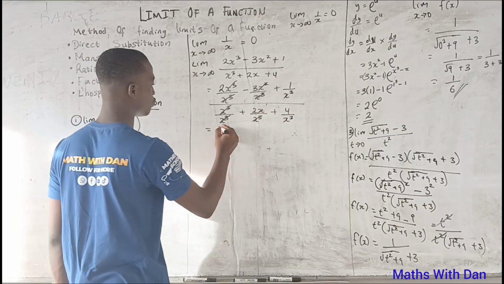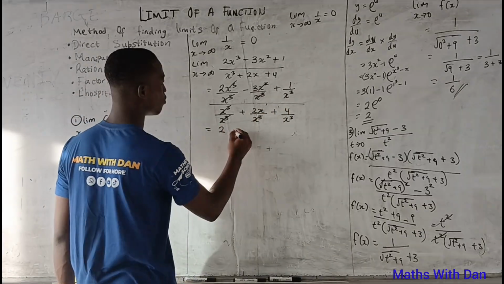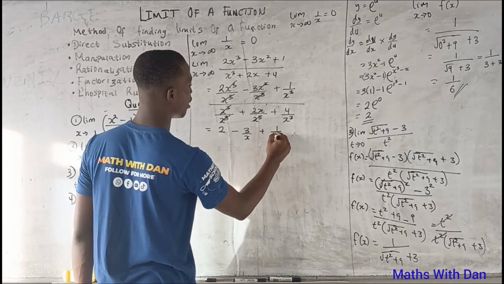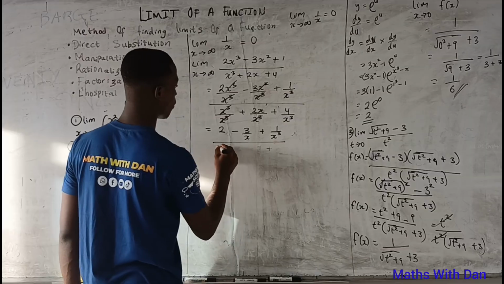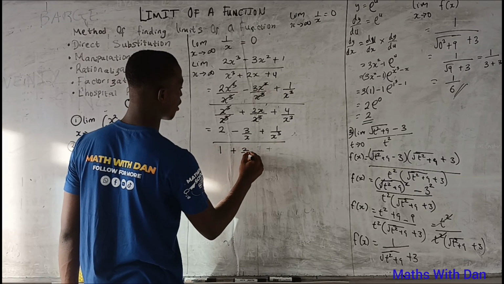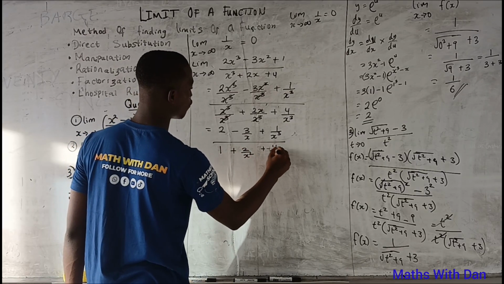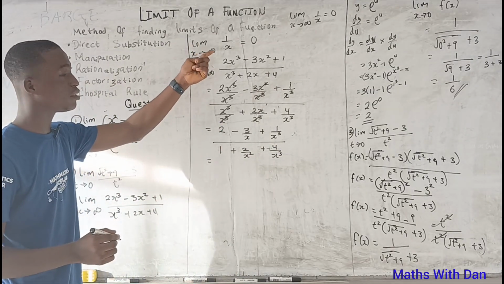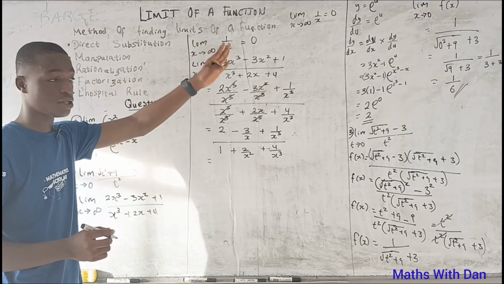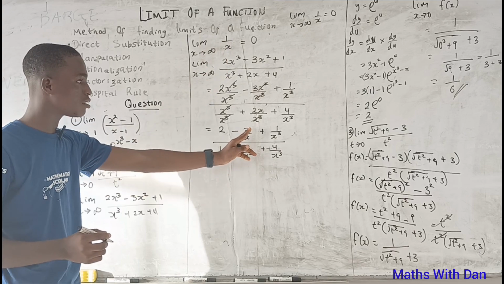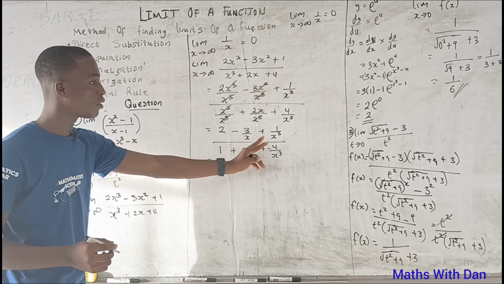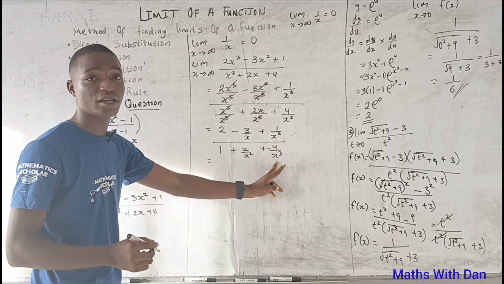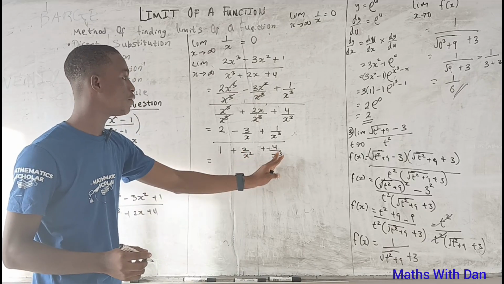So let's write the new function. I'm going to have 2 minus 3 over x plus 1 over x cubed, over 1 plus 2 over x squared plus 4 over x cubed. Now, I know I said that the limit of x approaching infinity of 1 over x will give you 0. So we are going to apply it to this. This is still the same thing as 3 times 1 over x, 1 times 1 over x cubed, 2 times 1 over x squared, and 4 times 1 over x cubed. So this will be 0, 0, 0, 0.